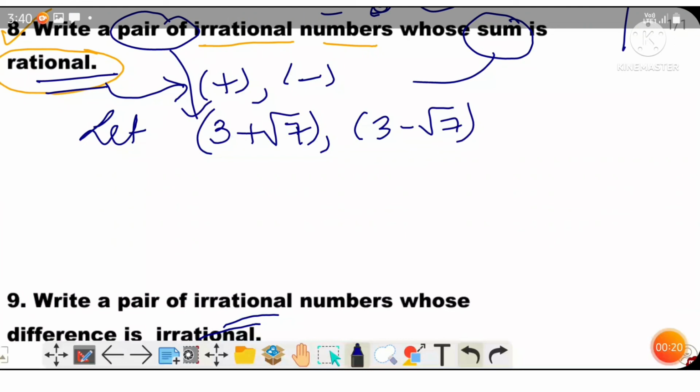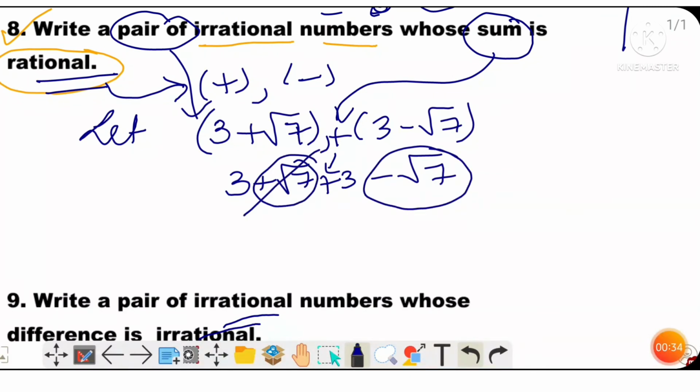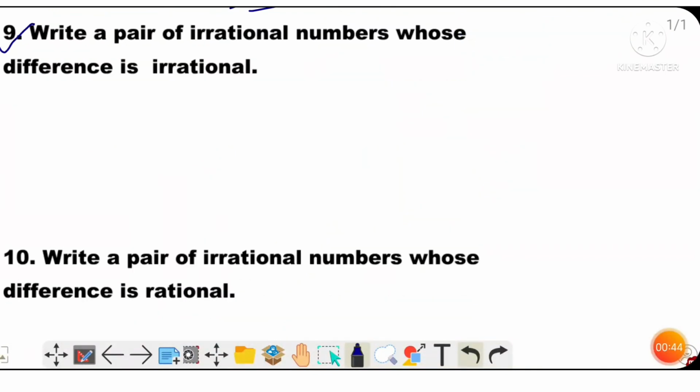Here we have to take the opposite sign. When we are finding rational from irrational numbers, we are taking opposite. So here we get 3 plus root 7 plus 3 minus root 7. Here we got minus root 7 plus root 7, cancel out. You'll get 3 plus 3, 6. So we got the answer in rational. So from irrational, we got the rational number.